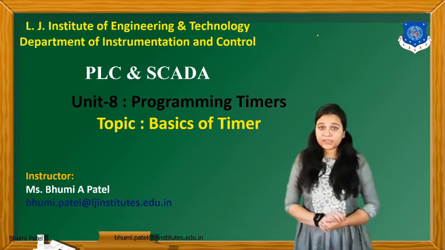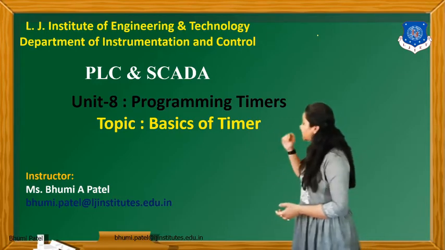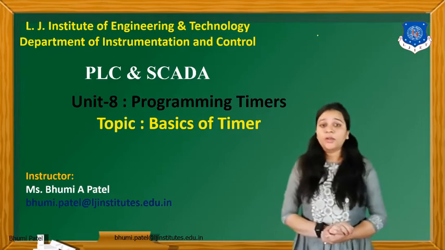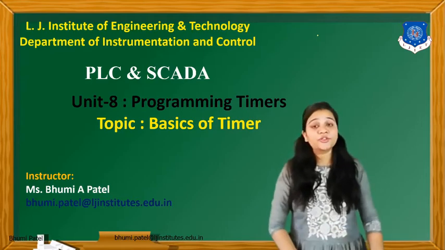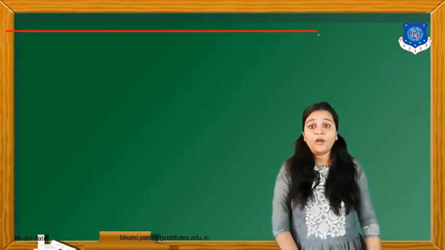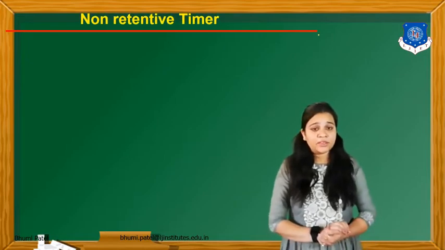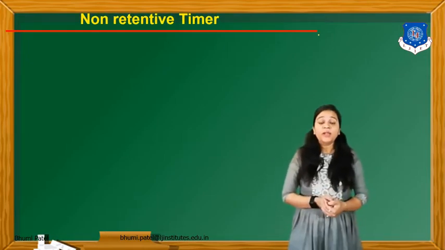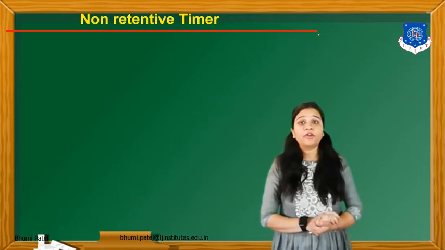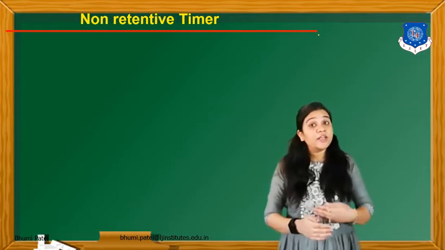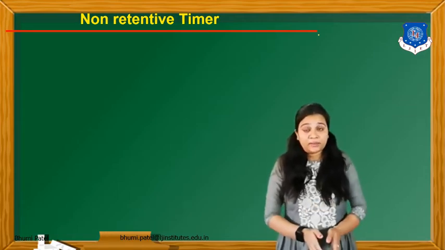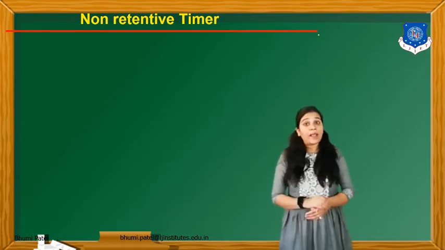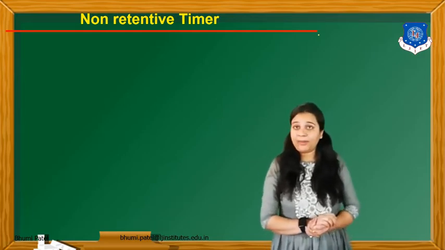Today our topic is Basics of Timers in chapter number 8, Programming Timers. First of all, what is a timer, what are the applications of timers, and the different types of timers that we use in different industries. There are very few industries that do not need at least one or two timer functions.